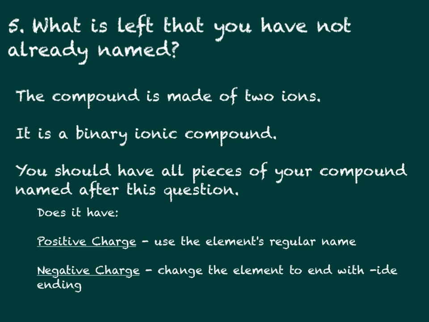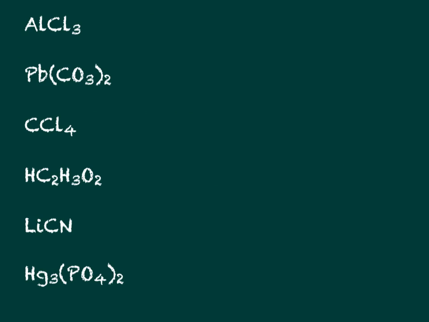Our last question is, what is left that you have not already named? The compound at this point is going to be made of 2 ions. It's a binary ionic compound. You should have all the pieces of your compound named after this question. So your question needs to be, does it have a positive charge? If it has a positive charge, we use the element's regular name. Does it have a negative charge? If so, we need to change the ending to IDE. Write down these practice problems and then work your way through the 5 questions trying to name these compounds. Pause the video and write your answers, and then check your answers when you're finished.